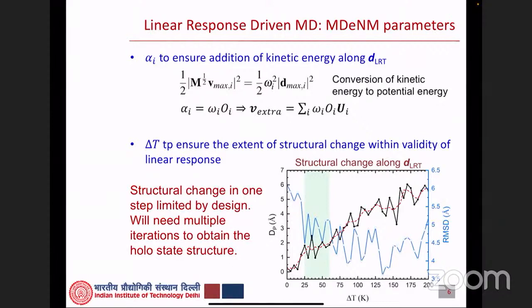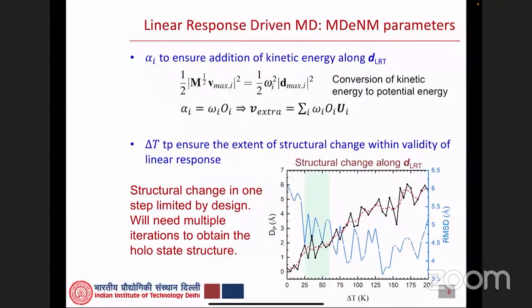So it is a projection of response direction on any given normal mode, and omega I is the frequency for that normal mode. What we are showing is that if I choose my alpha I not equal to the overlap, but rather the product of overlap with the frequency, the change in the displacement overlaps very nicely with the direction of linear response.